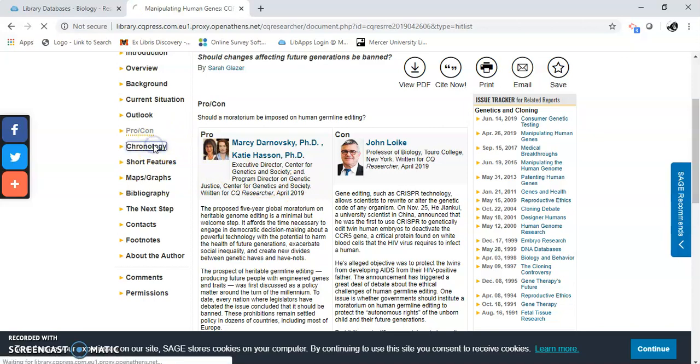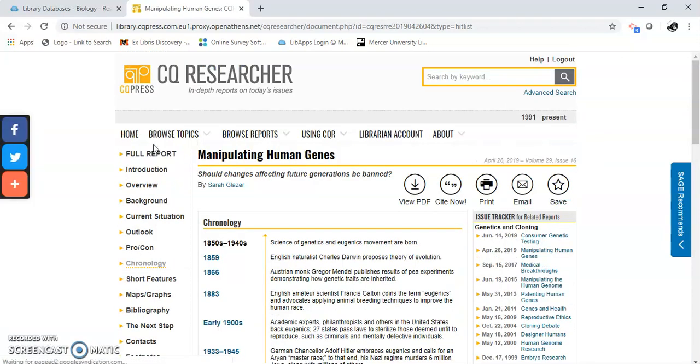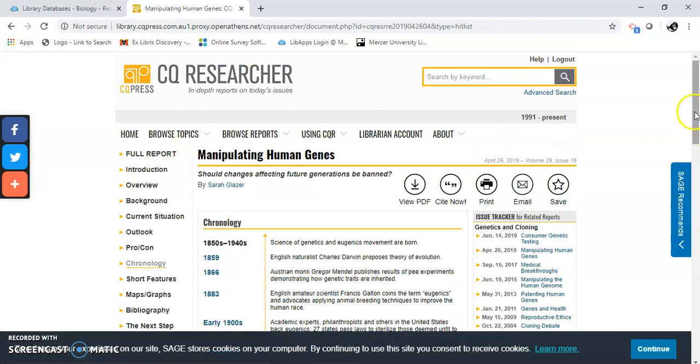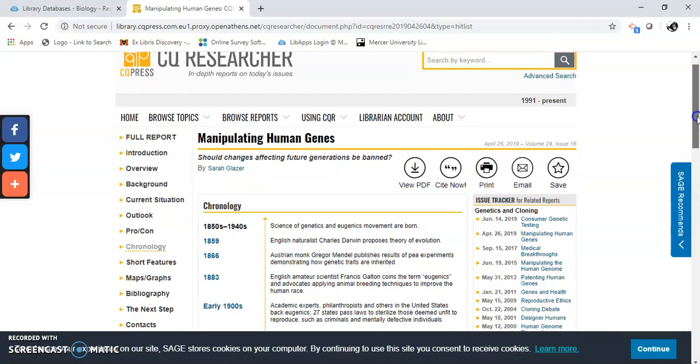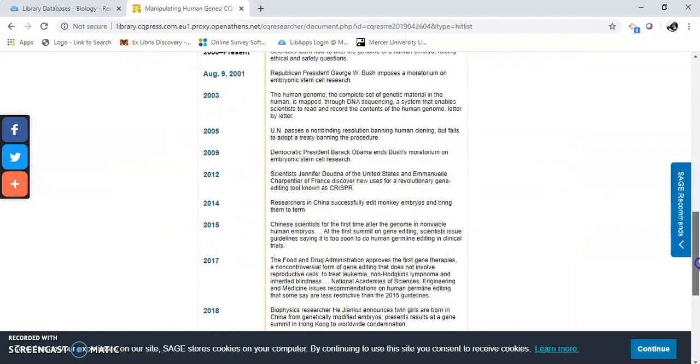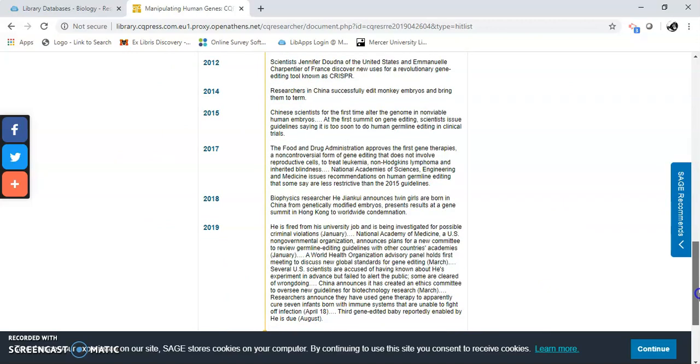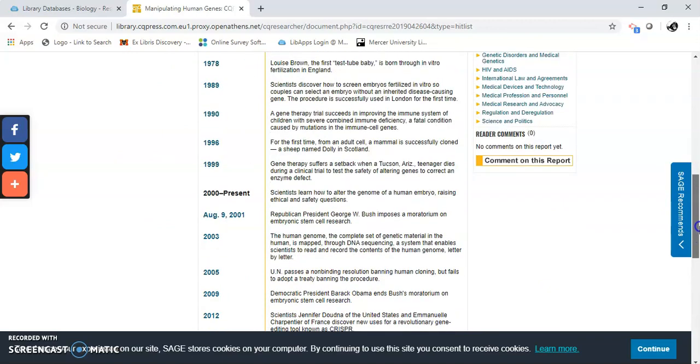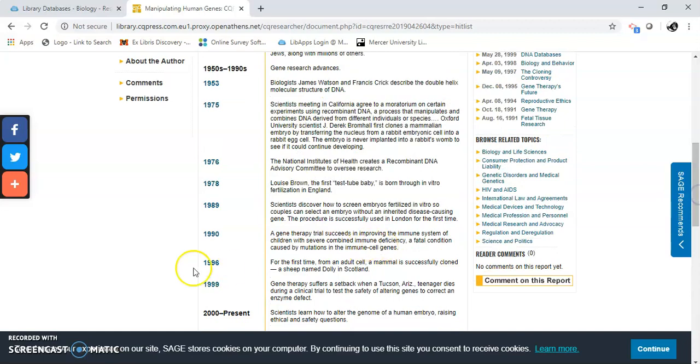Here's our chronology of the issue. You can see 1850s. Signs of genetics and eugenics movement are born. Let's see how recent it goes. It goes all the way down to 2019. Okay. So you get a good chronology.